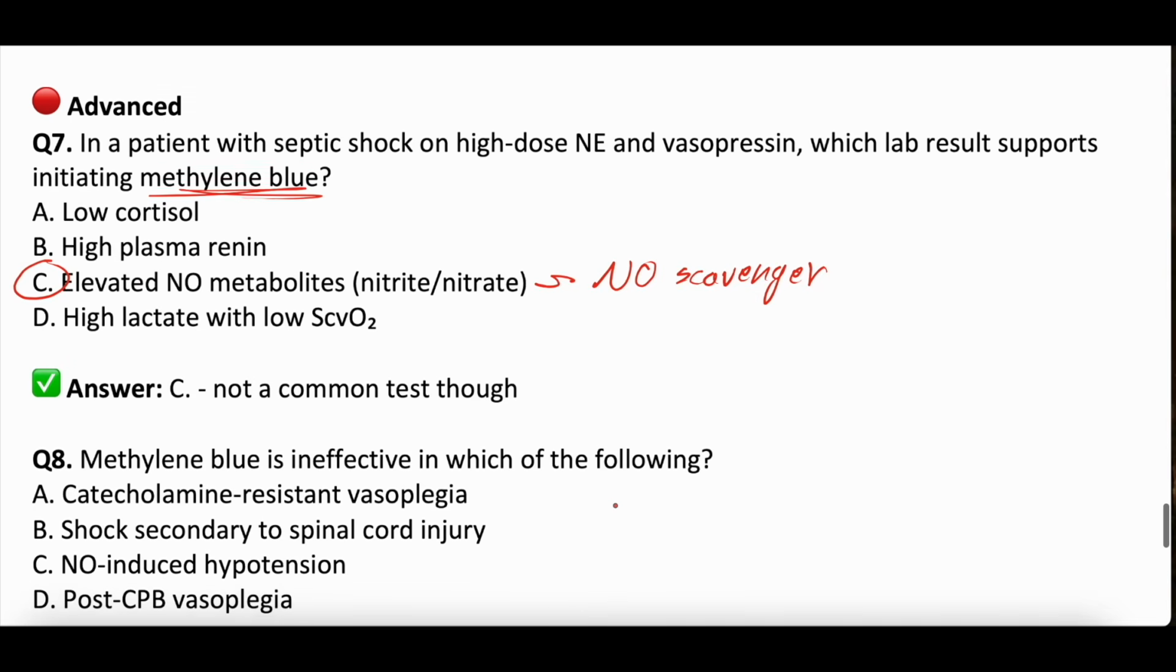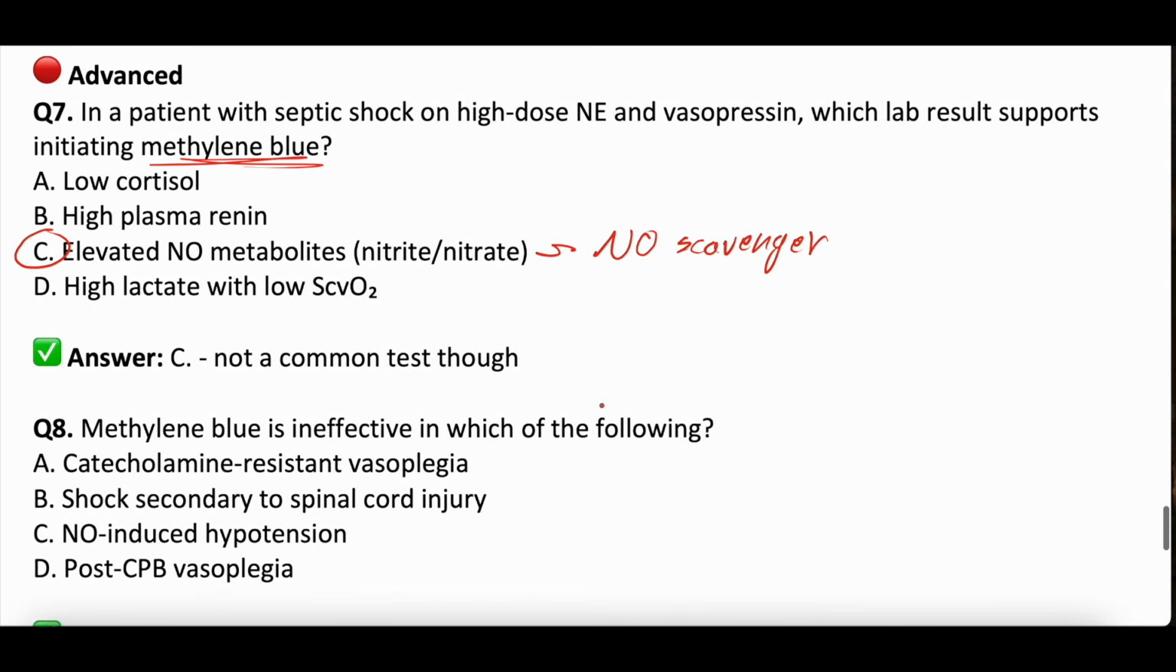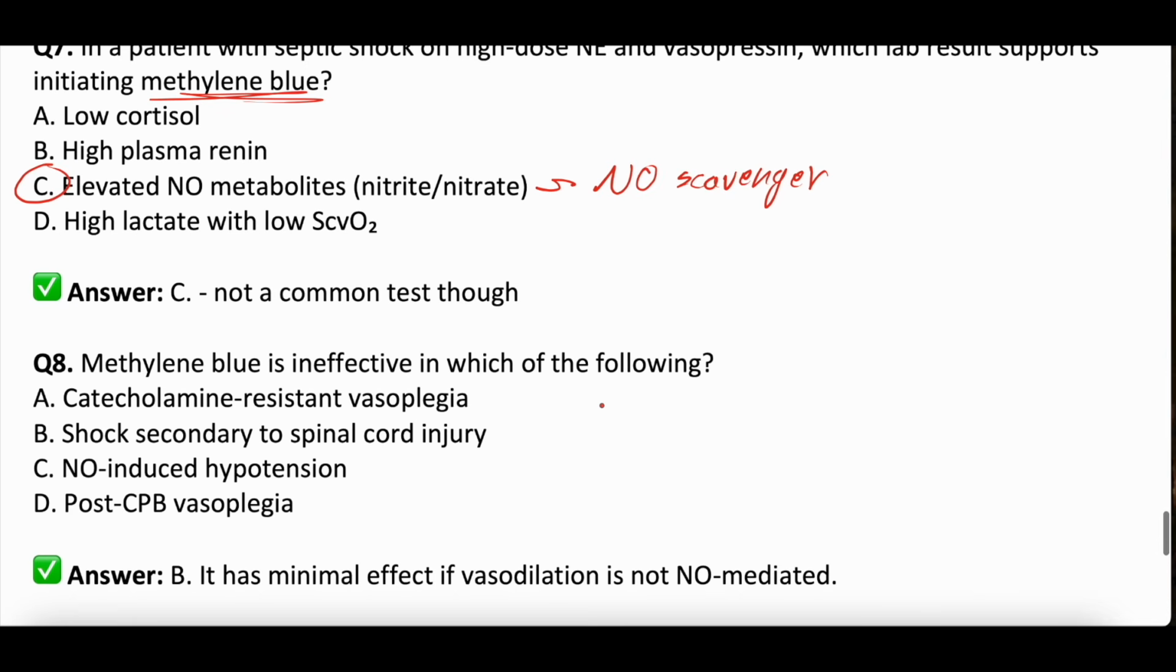A, catecholamine-resistant vasoplegia. B, shock secondary to spinal cord injury. C, nitric oxide-induced hypotension. Or D, post-cardiopulmonary bypass vasoplegia. All right, answer is B.